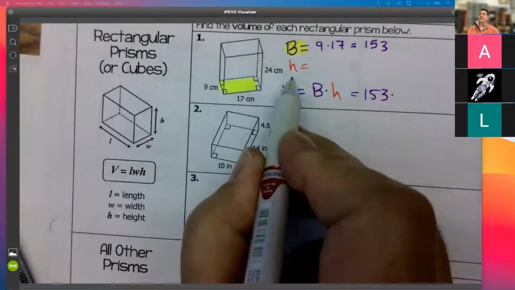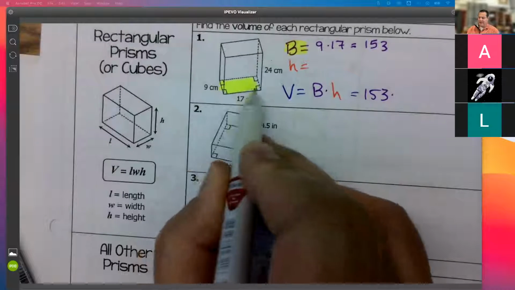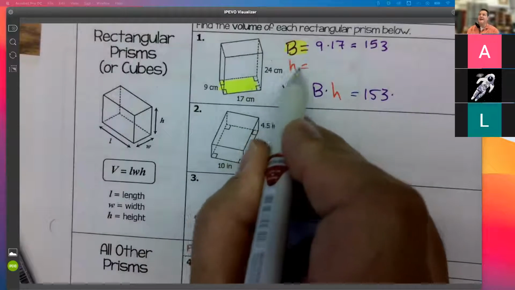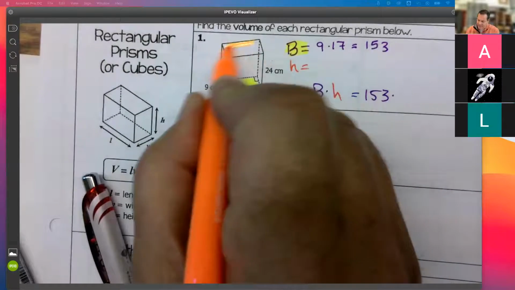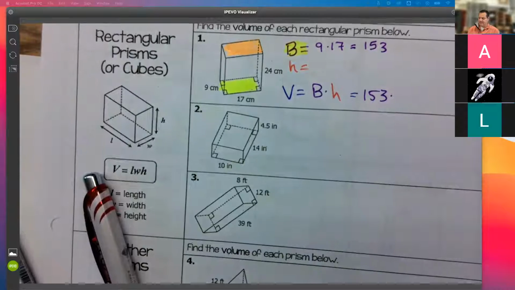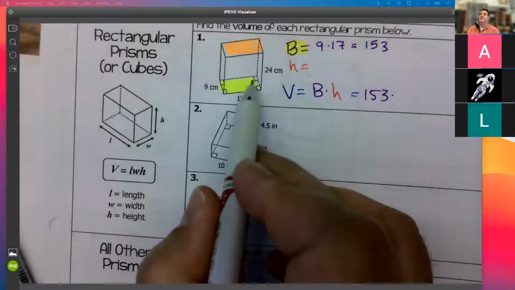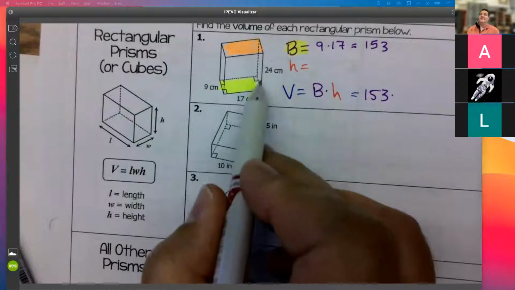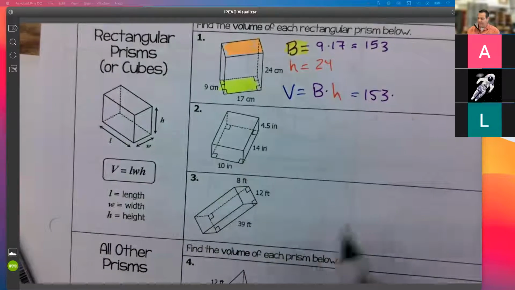What does this height refer to? Like some people said, this is base times height or length times width. So how do I know what this height is? Well, it's the gap between the two bases. It's the double stuff filling in an Oreo, right? It's how thick is this gap between them. So in this case, it's 24.